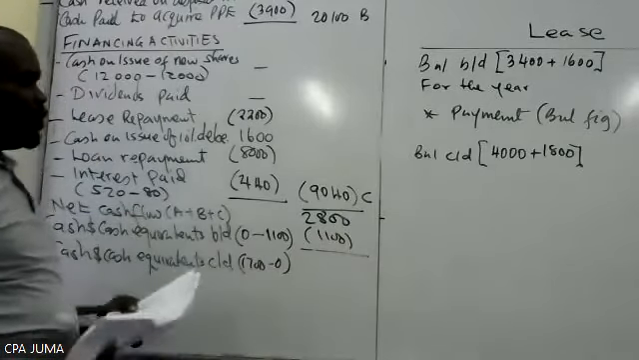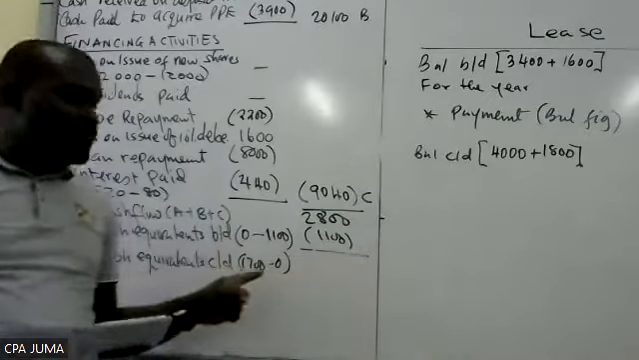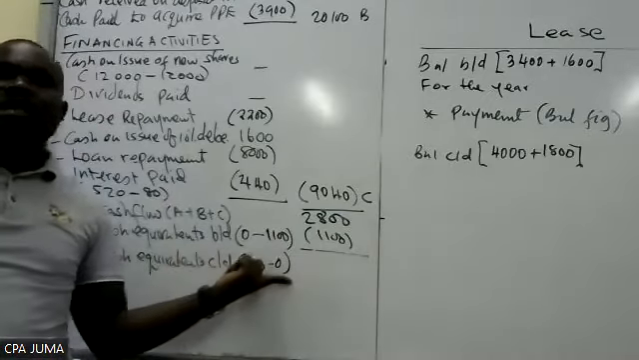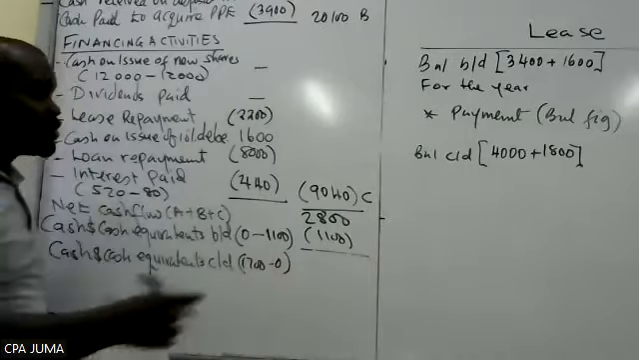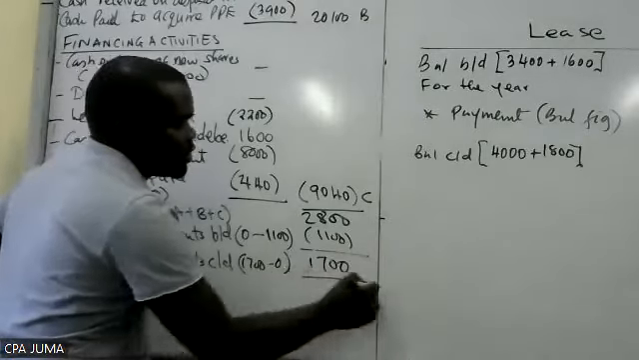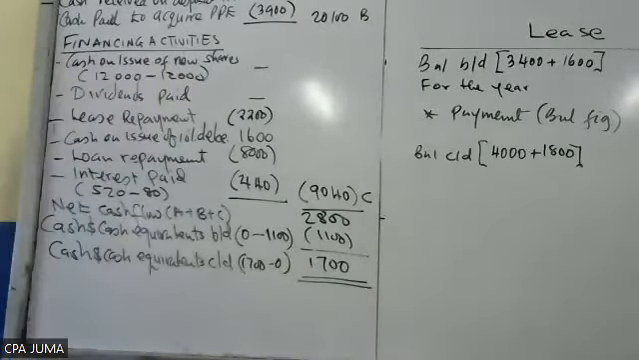Umeelewa? When you take this minus this, it should give you the figure you get when you take this minus this, which is coming to how much? 17. So it has reconciled.